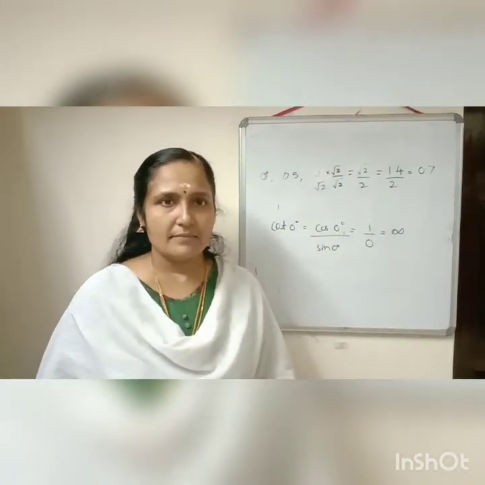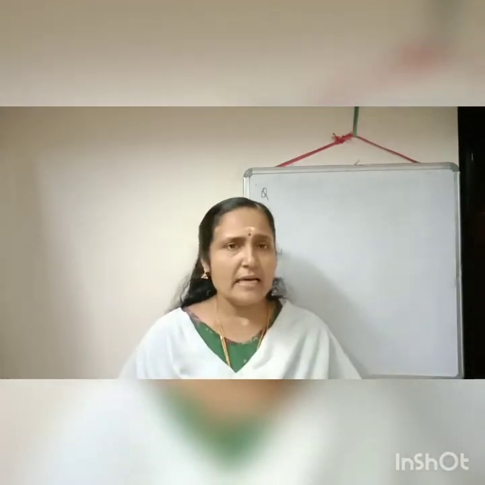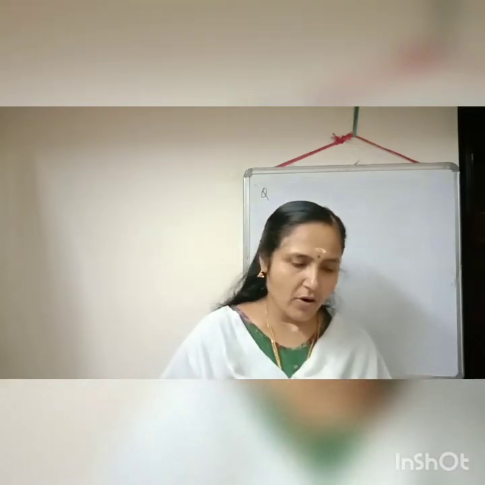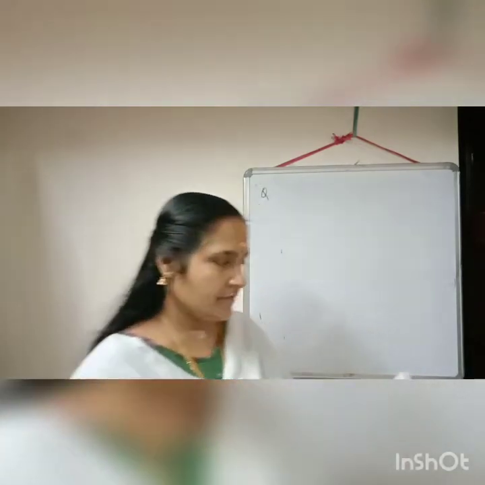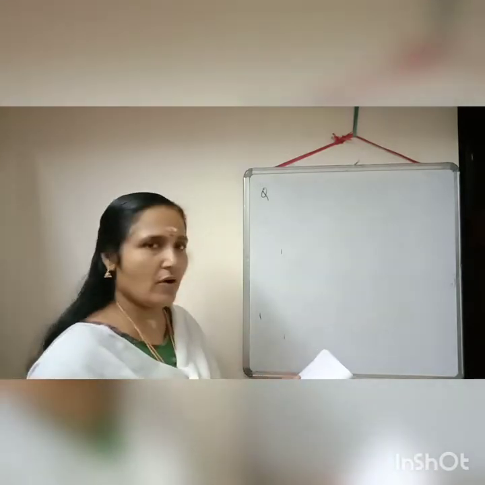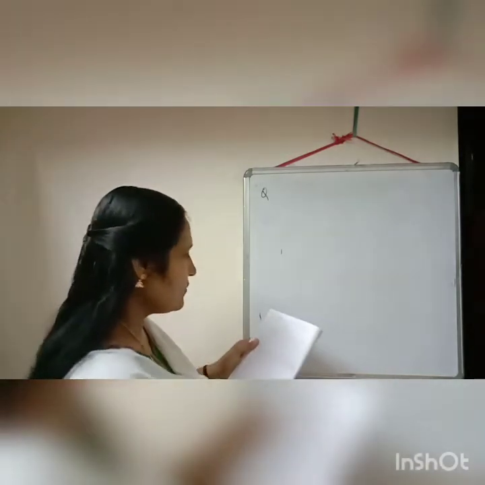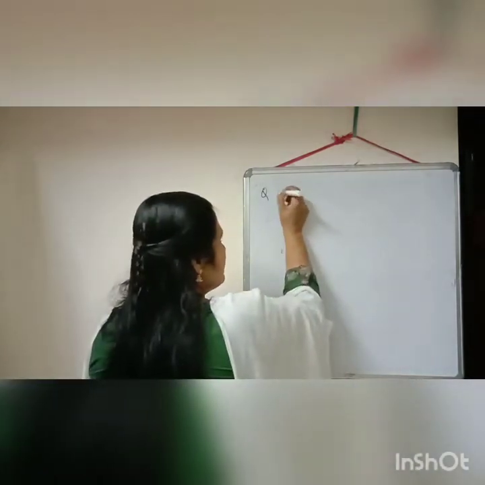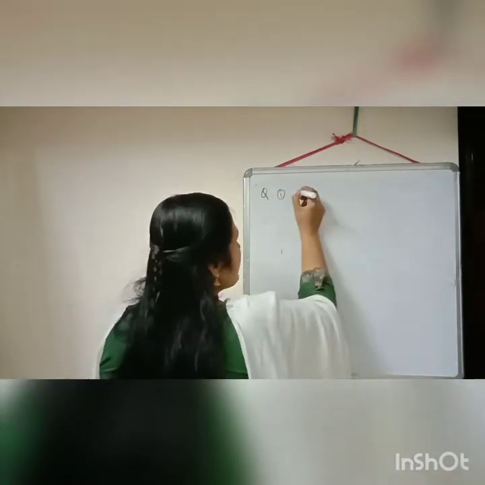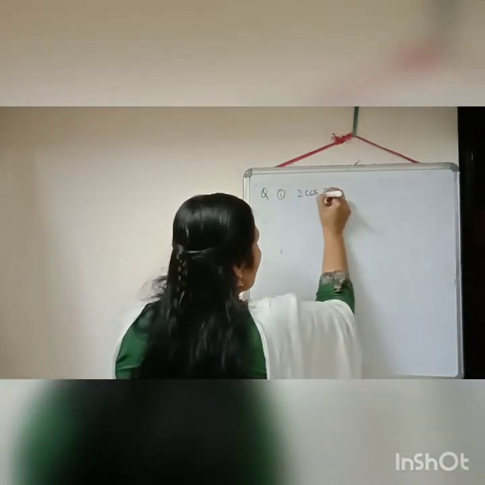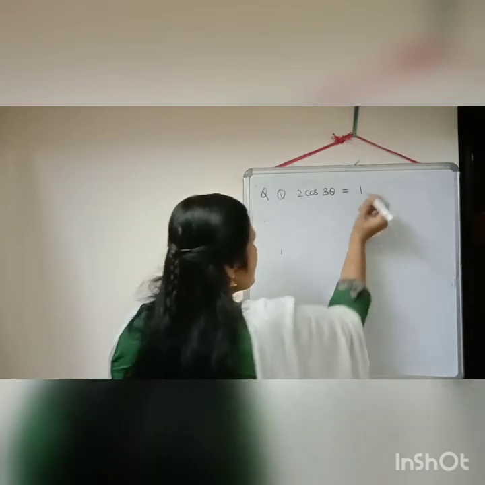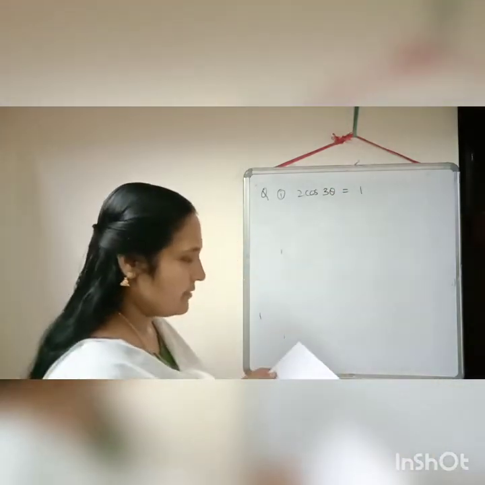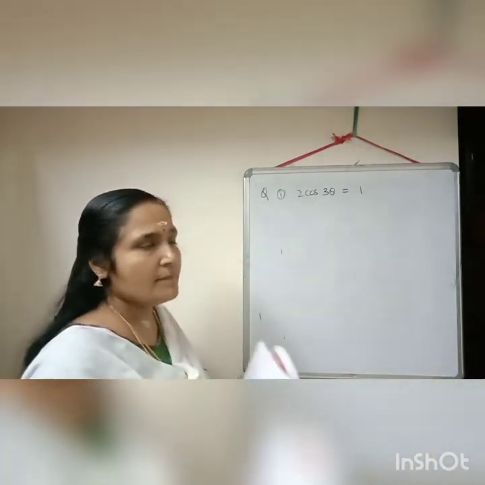Clear? Now, all of you, we will do some more questions based on these values only. So write down the first one. Solve the following equations. The first question is: solve the following equations. In that, the first one is 2 cos 3 theta equal to 1. 2 cos 3 theta equal to 1. So how to solve this one?